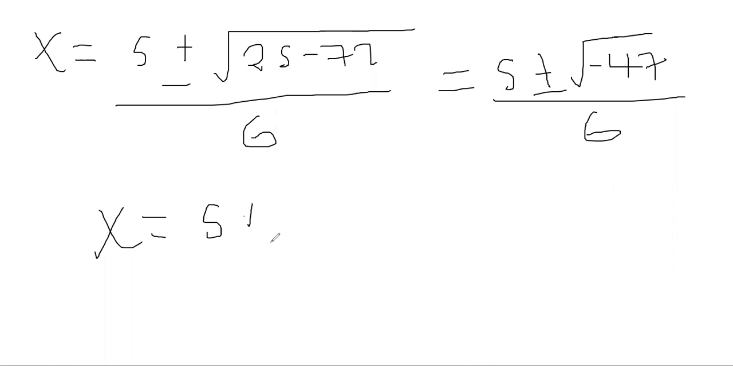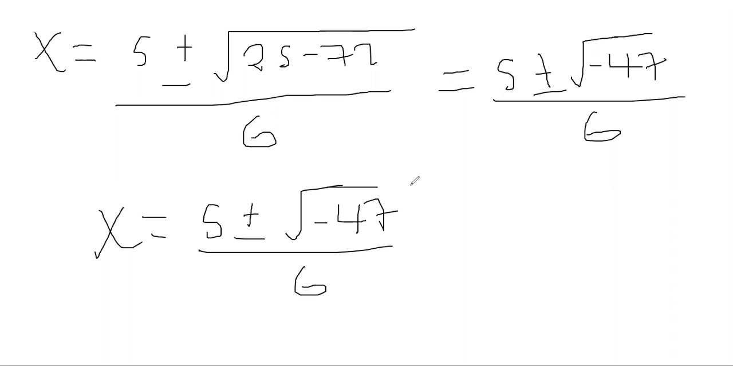So at the end of the day, our x will be 5 plus or minus the square root of minus 47, all over 6. Can you take your calculator and just punch the square root of minus 47 and see what it will give you? If anyone has a calculator, does it give a math error? Yes, it will give you a math error. Exactly.